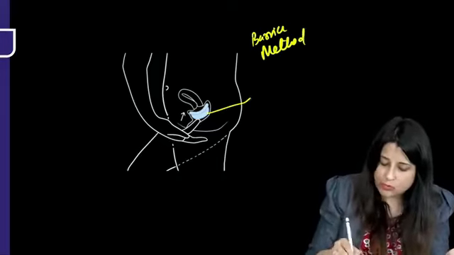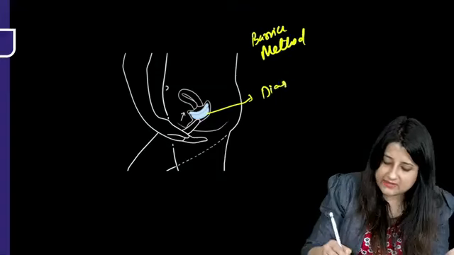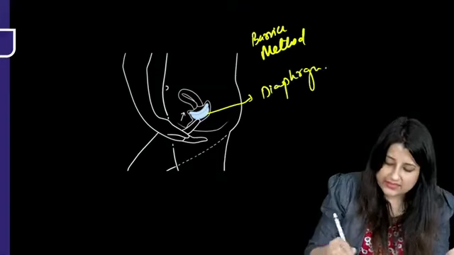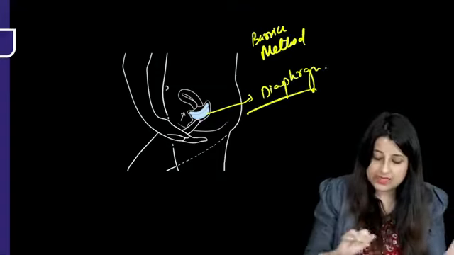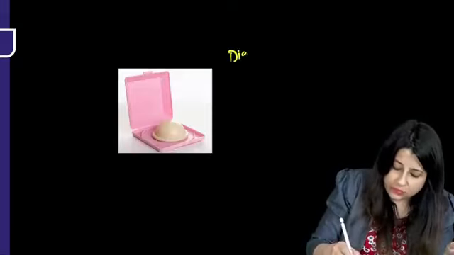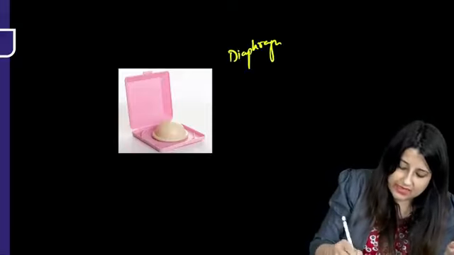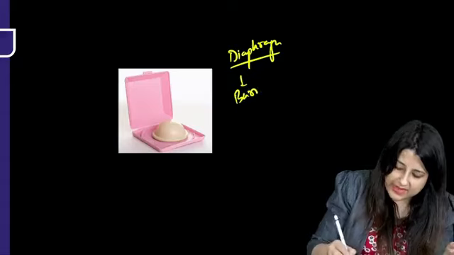Plus, it is a dome-like structure. Okay, it doesn't have a band. So, this is nothing but the diaphragm. Okay, so look at this. This is what a diaphragm is. Again, this is a barrier method.